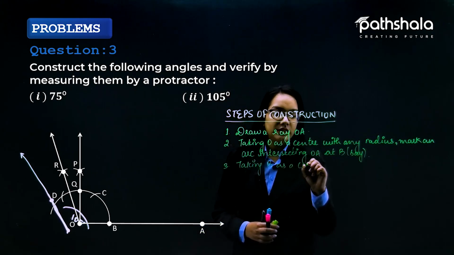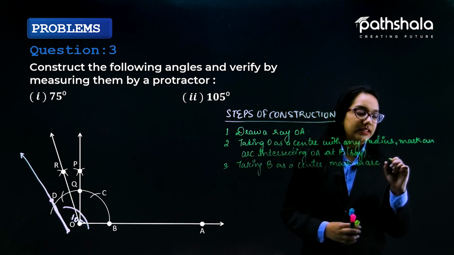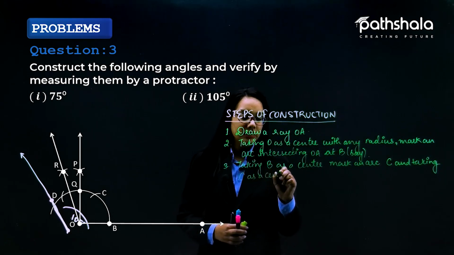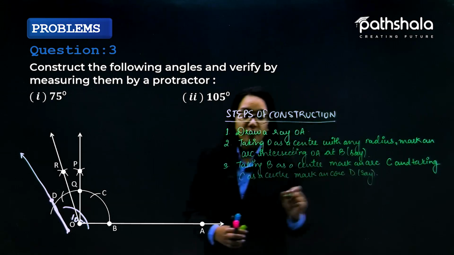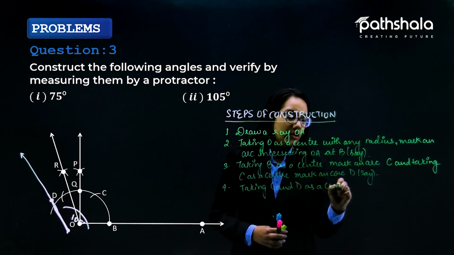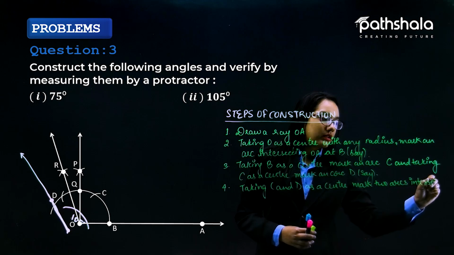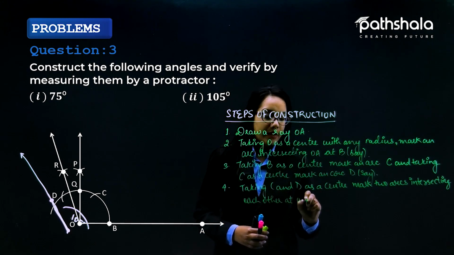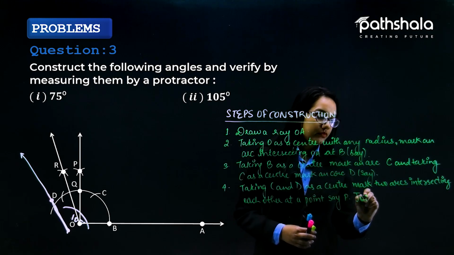Further, taking B as a center, mark an arc C, and taking C as a center, mark an arc D, say. Further, taking C and D as a center, mark two arcs intersecting each other at a point, say P. Join OP.